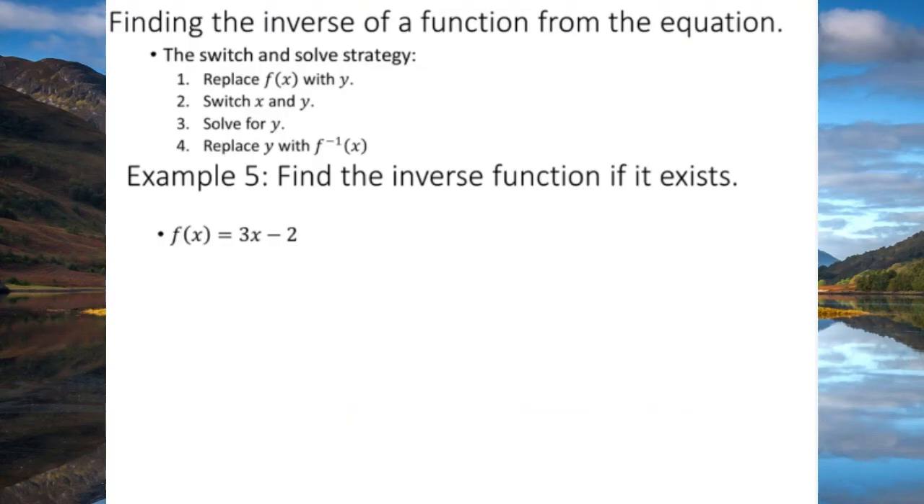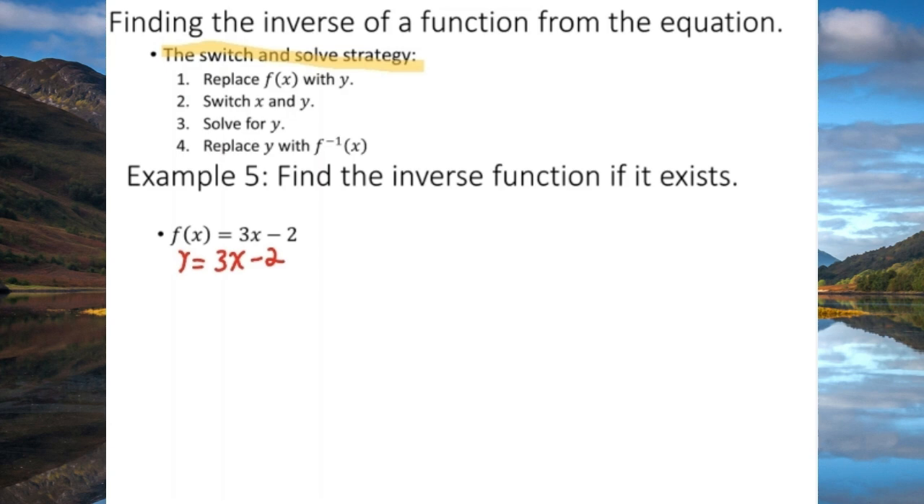Now we're going to find the inverse of a function when the function is defined with an equation. We're still going to use the same strategy we saw with graphs and tables, where x and y components switch. To help us find the inverse, we're going to use a strategy that we're going to call the switch and solve strategy. The switch and solve strategy is a 4-step process. Step 1, we're going to replace the f of x with y, so that we're no longer looking at the function notation. So f of x equals 3x minus 2 becomes y equals 3x minus 2.